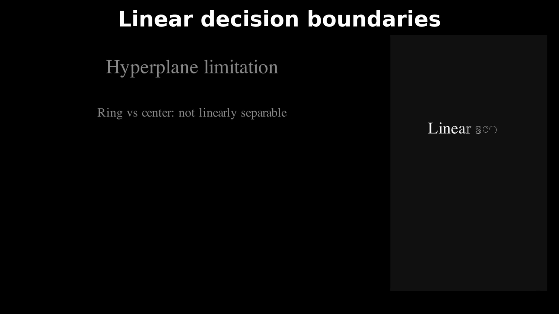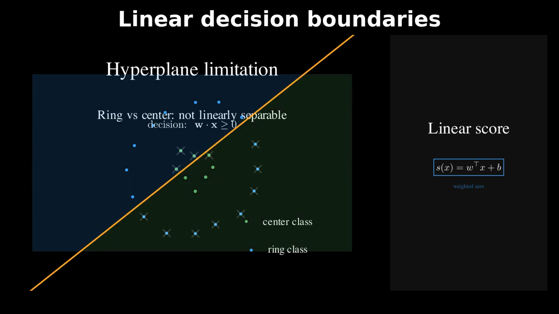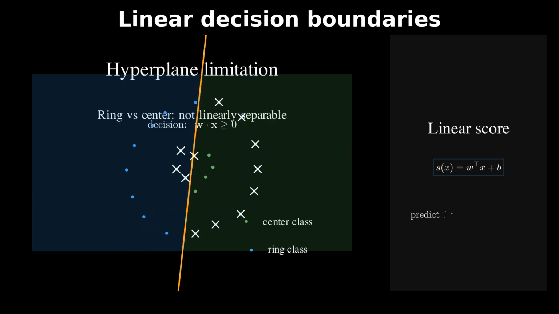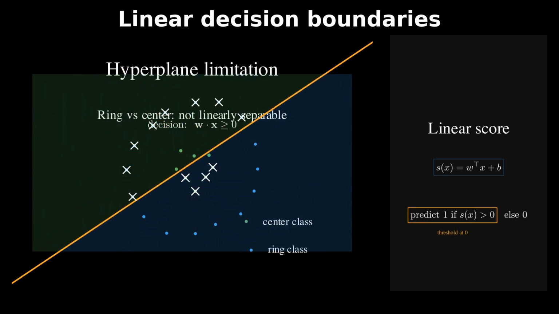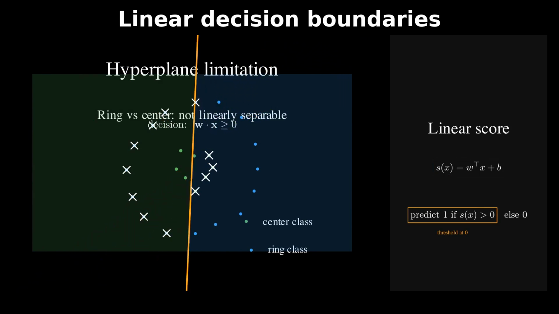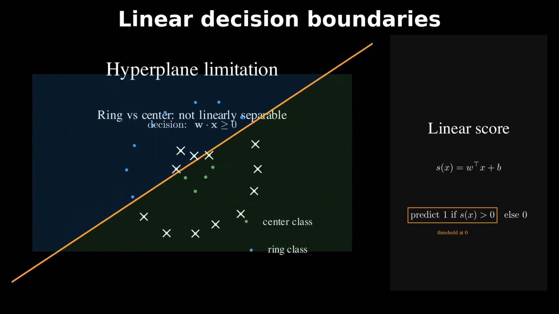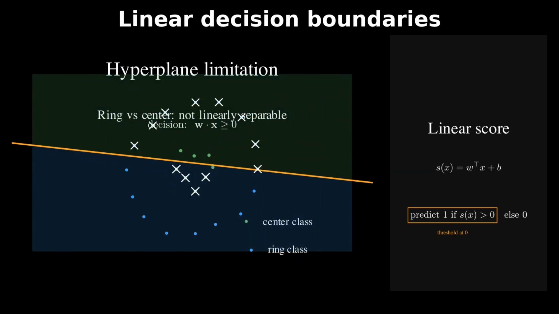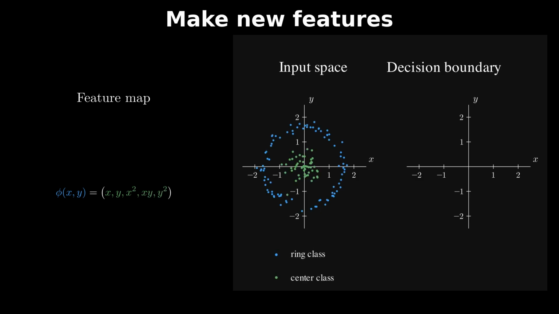Here is the failure mode from last episode. If your prediction is a weighted sum of inputs, then the decision boundary is a line in 2 dimensions, or a hyperplane in higher dimensions. That is not a limitation of training, it's a limitation of the shape. If the true boundary is curved, no amount of knob turning will make a line become a curve. So we ask a design question. How can we keep the learning machinery, but change the shape family it can represent?